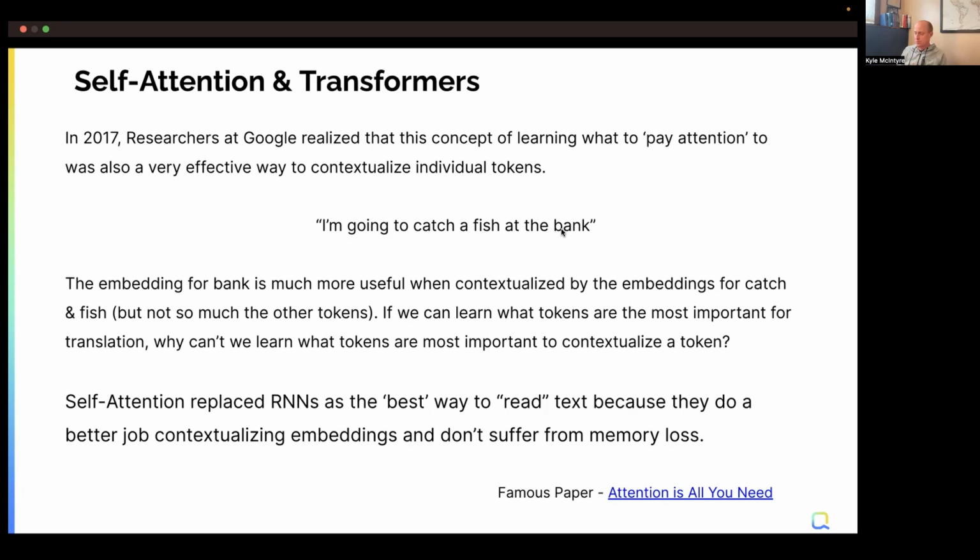And the other thing transformers did was allow us to process much longer sequences of text, because we don't have to capture our entire understanding of that text into one vector. We can go back and reread as necessary. And so there was a famous paper about this concept called "Attention Is All You Need."